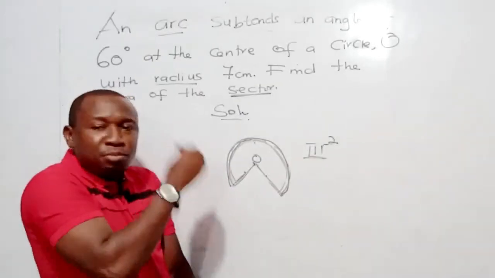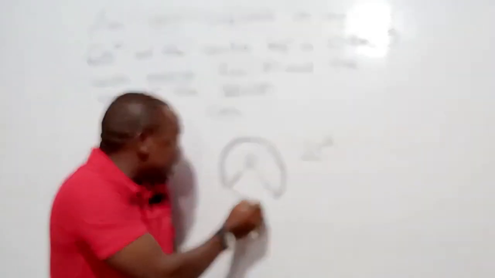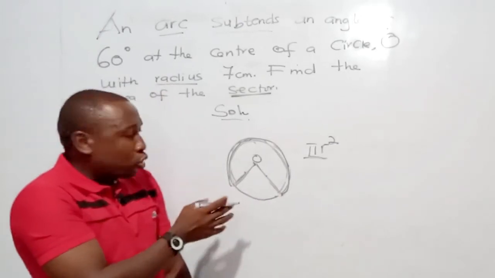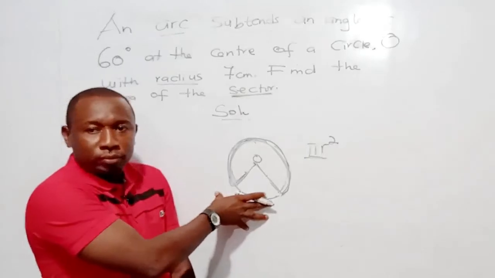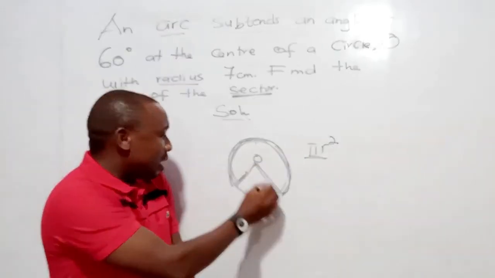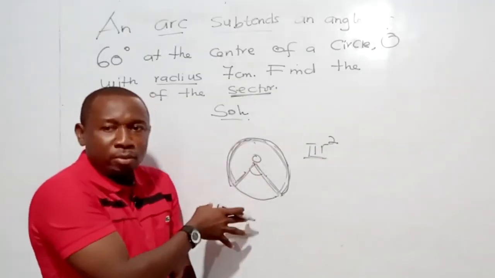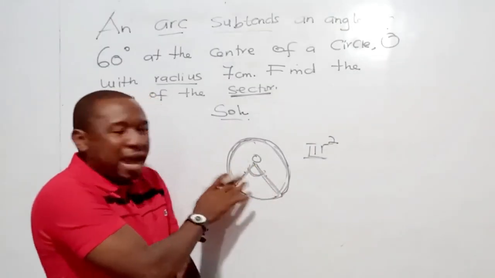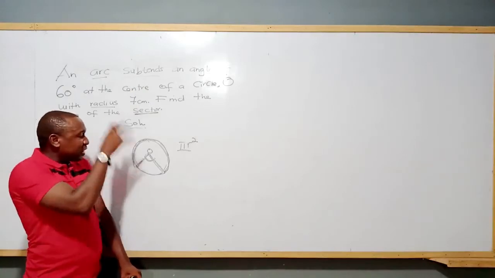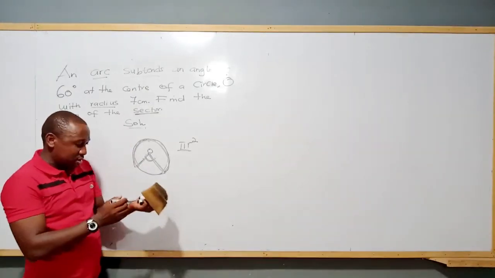In effect, it means this sector here was also covering a certain area on the board. So each sector comes with its own angle.